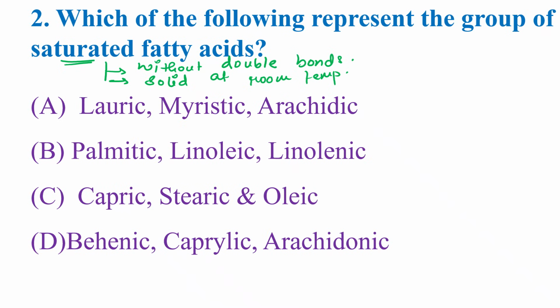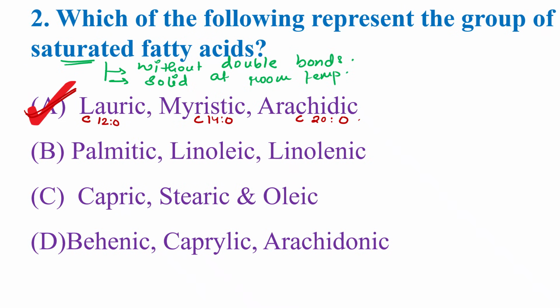So over here my lauric acid, so lauric, it is C12:0, so it is saturated. Myristic, it is C14:0, and arachidic, it is C20:0. So hence all have no double bonds. Hence this is a saturated fatty acid. So A is my correct option.